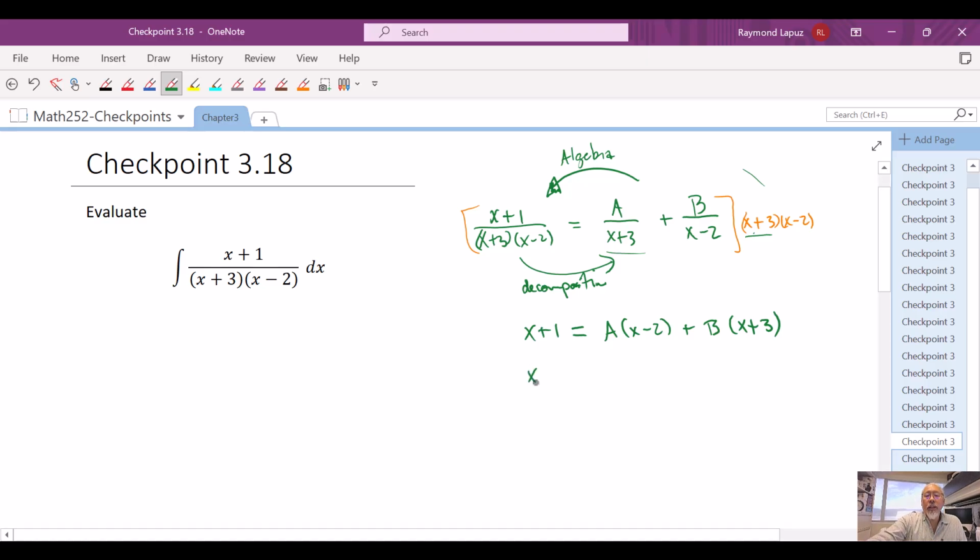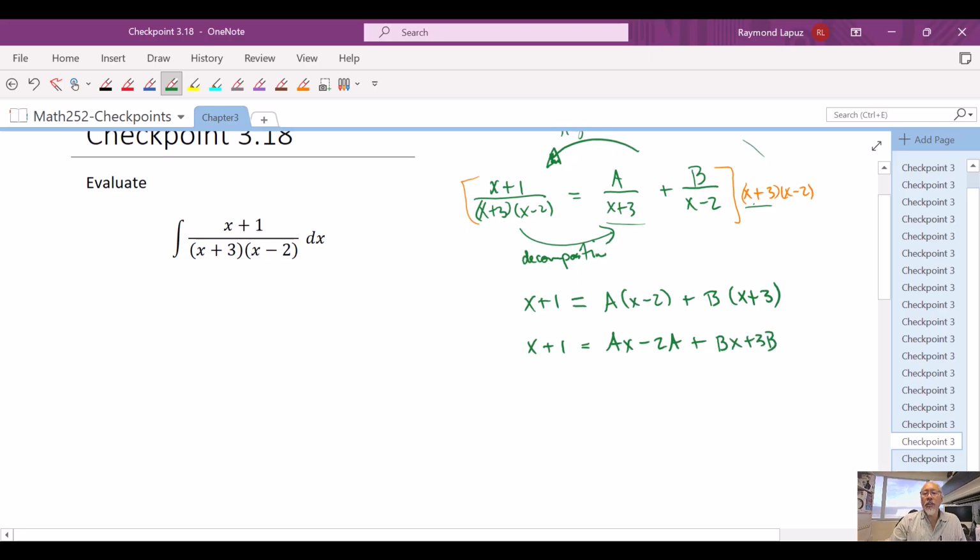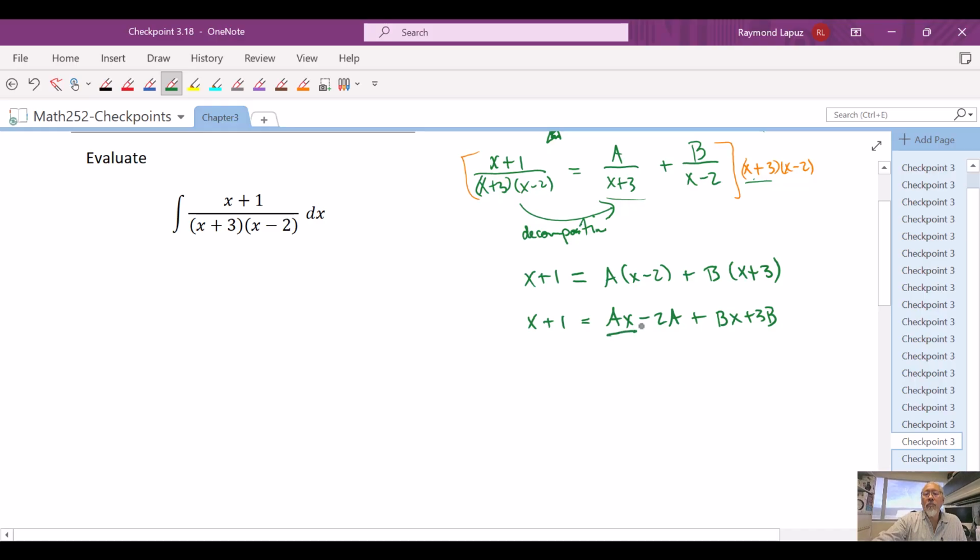So I will say x + 1 on the left-hand side does not change. I will distribute Ax − 2A for the first term here, and then the second term will get distributed Bx + 3B, and so now I have these terms, and I will combine the like terms. In combining the like terms, I can also factor out an x. So I'll have (A + B) multiplied by x, and then I have the constant terms left over. That's going to be −2A + 3B.